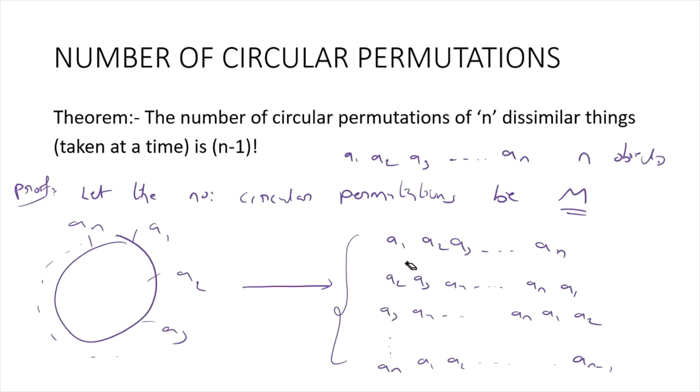Now let me write a statement for you. One circular permutation gives rise to n linear permutations.